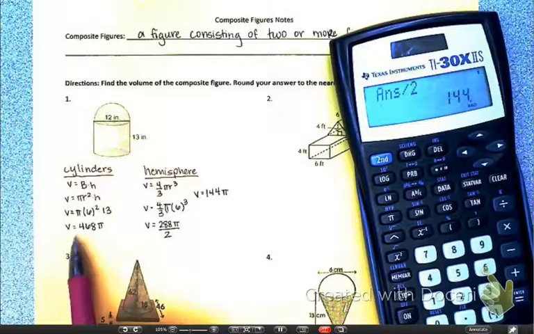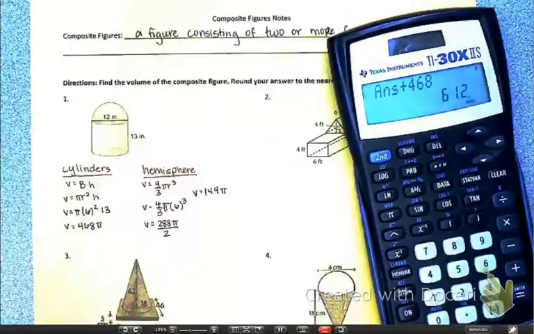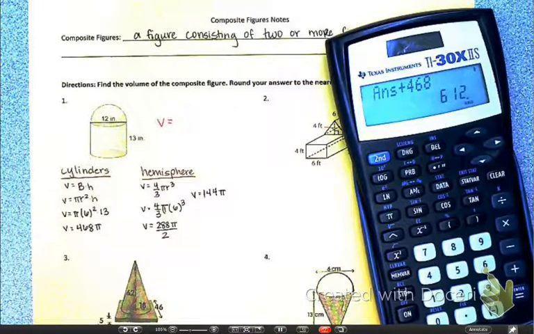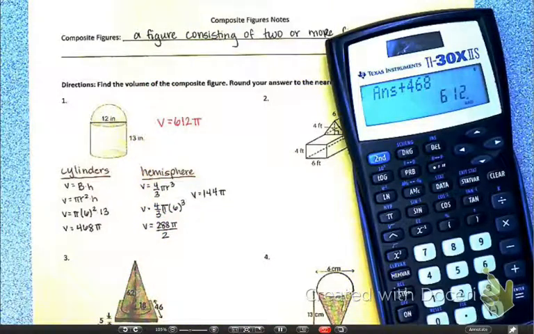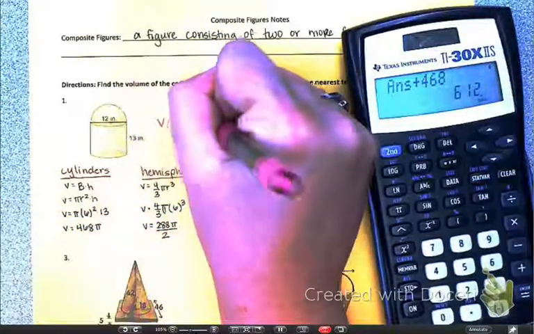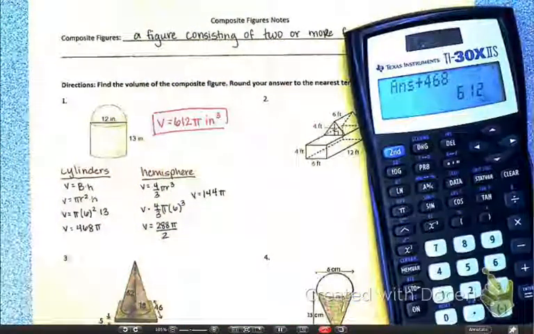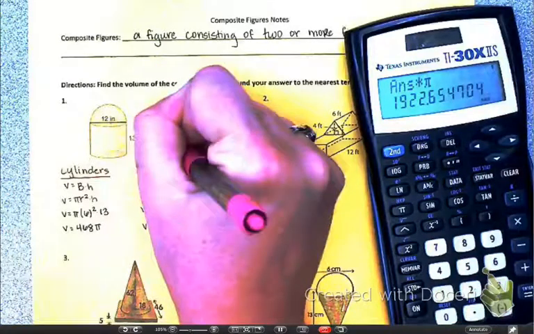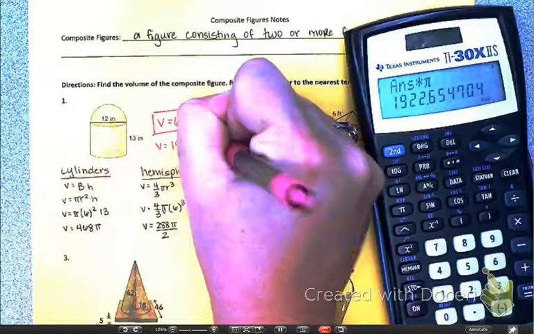Okay, so 468 plus 144 gives you what? 612 pi, and what would my units be? Inches cubed. Okay. If I wanted a rounded answer, I would multiply by pi. And to the nearest tenth, we get 1,922.7 inches cubed.